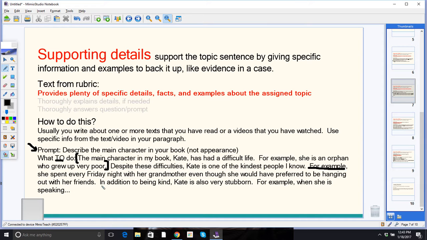And then we have another really nice transition here from this first characteristic of Kate, kindness, to the second one, stubbornness. And then again, this writer is going to provide an example to prove that Kate is very stubborn. So this is how you use specific examples from the text to back up your answers.